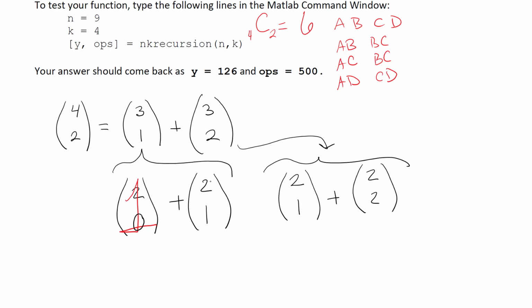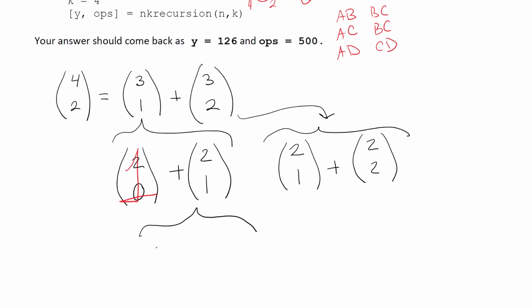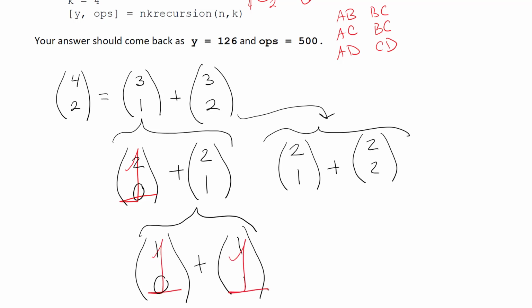Then I go to the 2 choose 1. Again, those are not equal and the bottom number isn't 0, so I have to do this again. I reduce them both by 1, and I get 1 and 0. And then I get 1 and 1. Those actually do both stop. So I go 1 plus 1. All of those are sorted out.